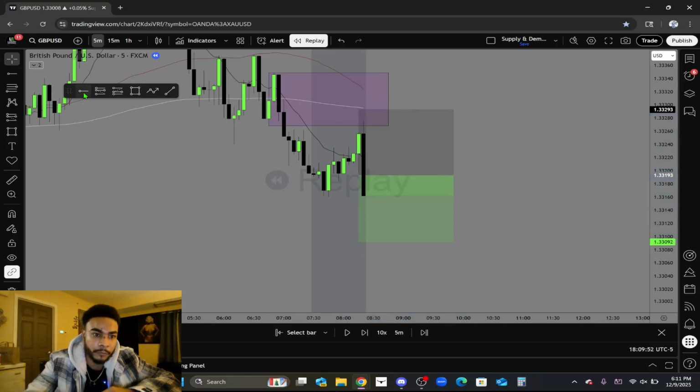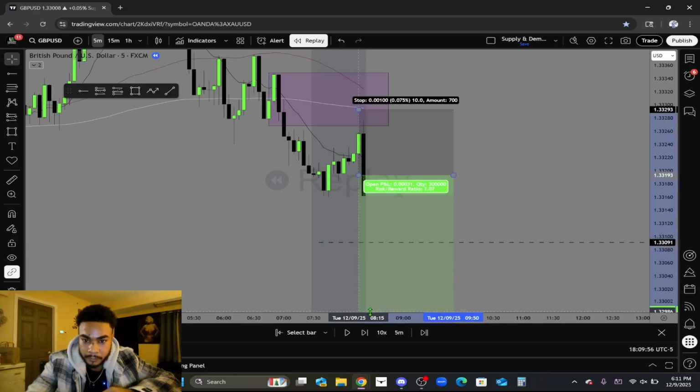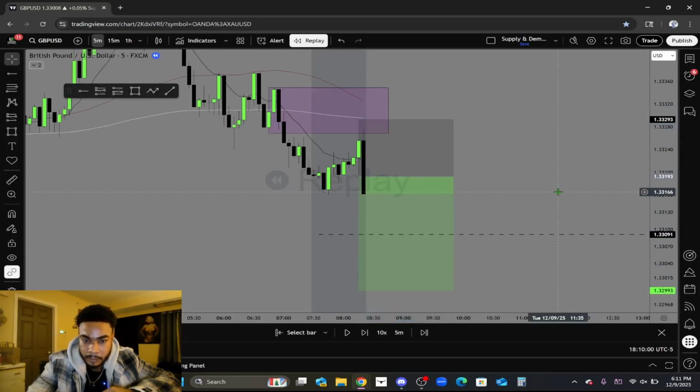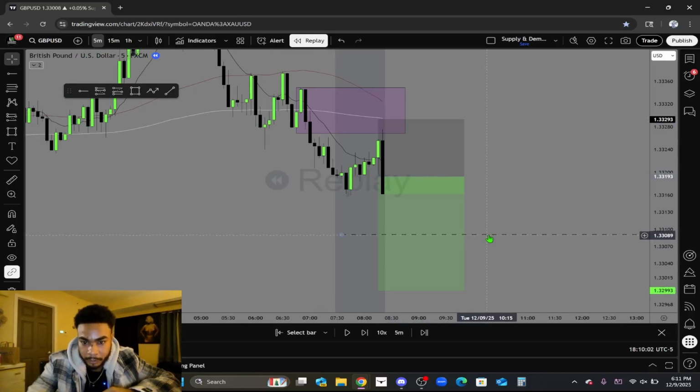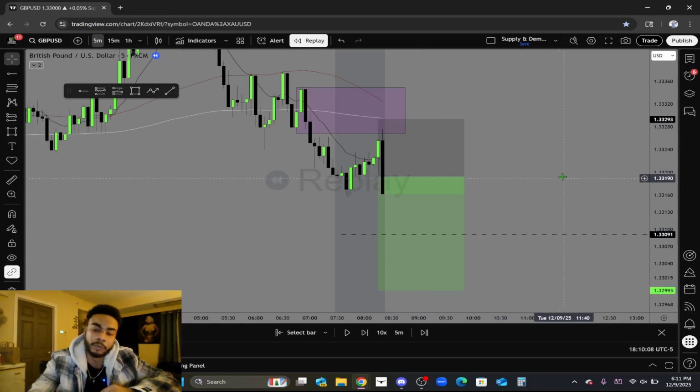Right here, this is my first target, boom. And then this is my second target, like right here, bam. So my first target is right here. This is 10 pips, the amount that I'm risking. And my second target is right here. This is 20 pips. That's double the amount that I'm risking, which is the amount that I'm basically trying to earn for the day.